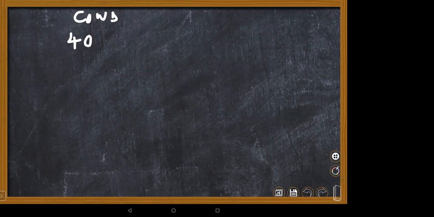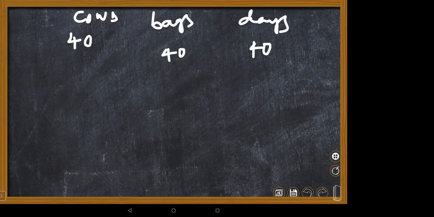In a dairy farm, 40 cows eat 40 bags of husk in 40 days. How many cows? 40 cows. The same thing we already did for horses. How many bags of husk? 40 bags of husk. And in how many days are they eating? 40 days. Now our question is, in how many days will one cow eat one bag of husk?